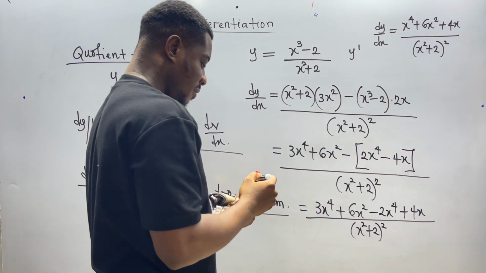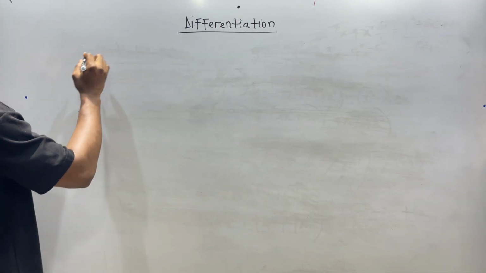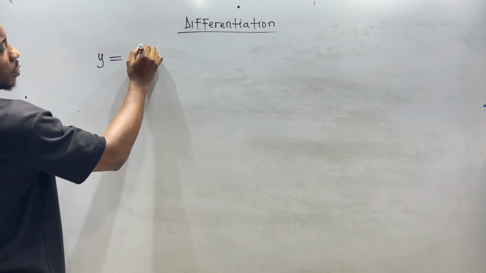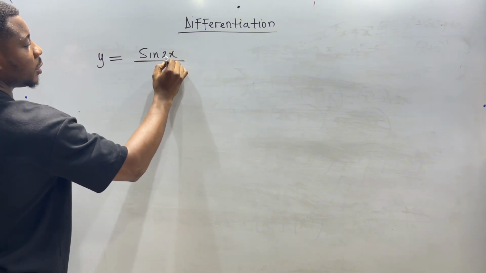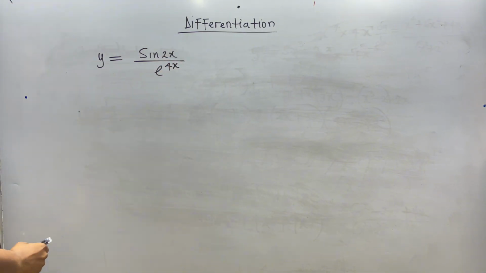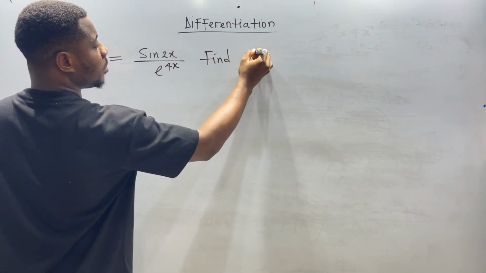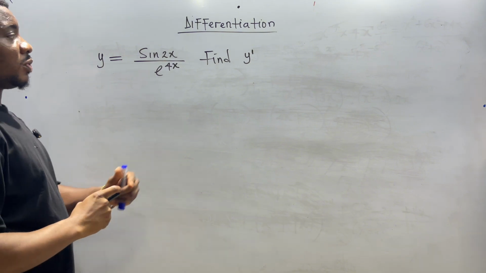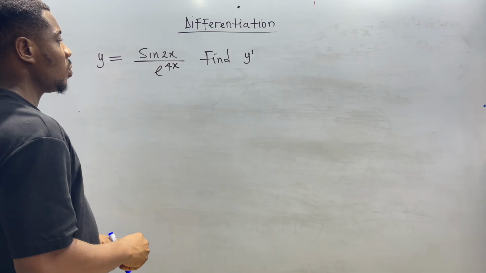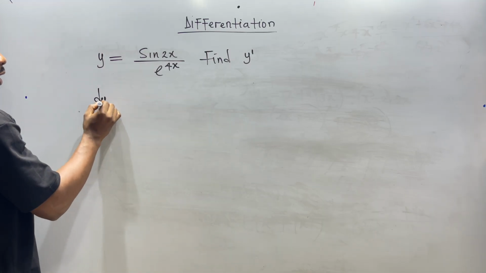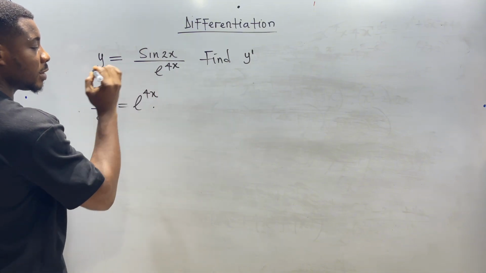This is going to be the final result of our differentiation on quotient rule. Next, if y is equal to sine 2x divided by exponential 4x, we should find y prime, which means we should find the derivative of the function here. Now, when we have something like this, we can still apply quotient rule. And what do we do here? Remember, the rule is keep the bottom. So we keep the bottom e to 4x, differentiate top.